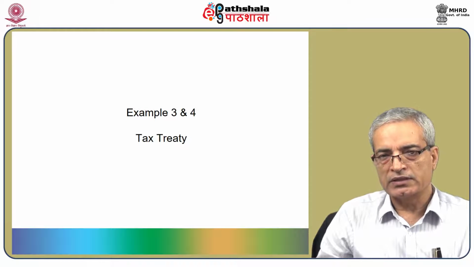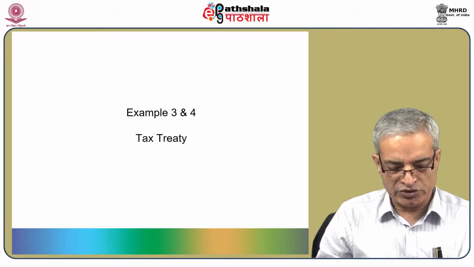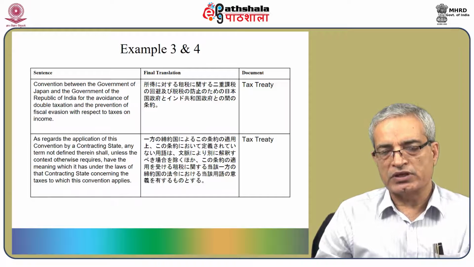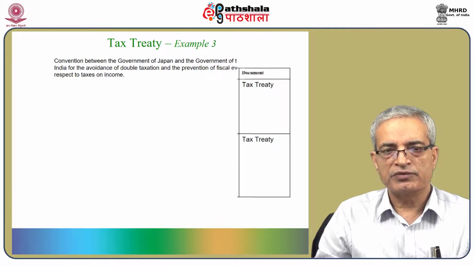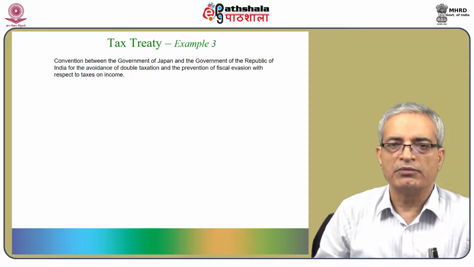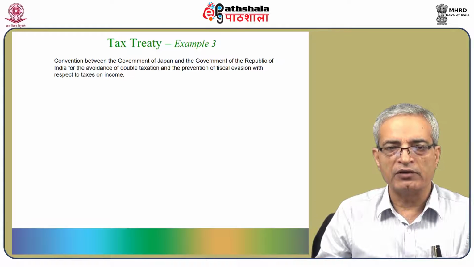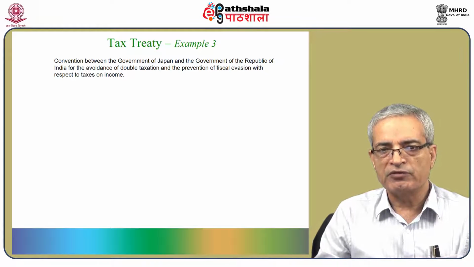Let's go to the next, that is example 3 and 4. This is about tax treaty. These are the two examples, and let's go one by one. First example is: Convention between the government of Japan and government of Republic of India for the avoidance of double taxation and the prevention of fiscal evasion with respect to taxes on income.